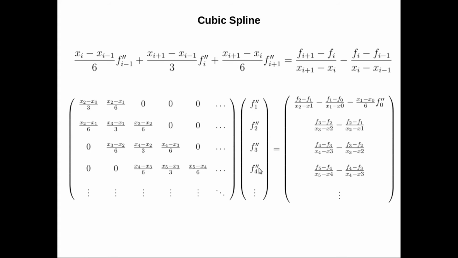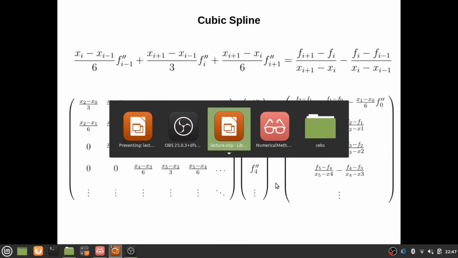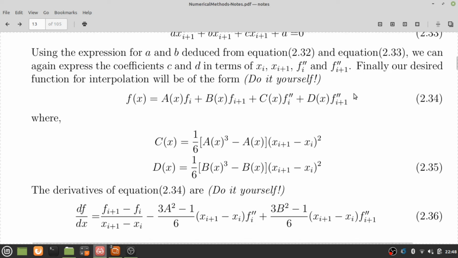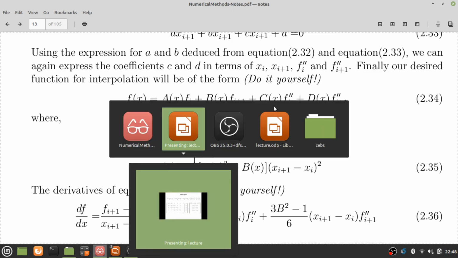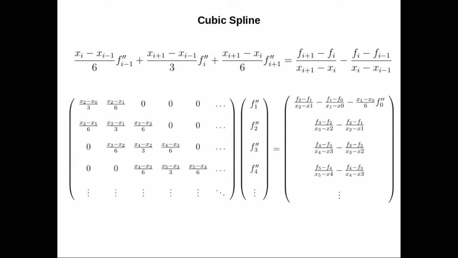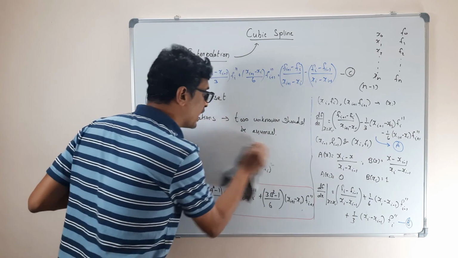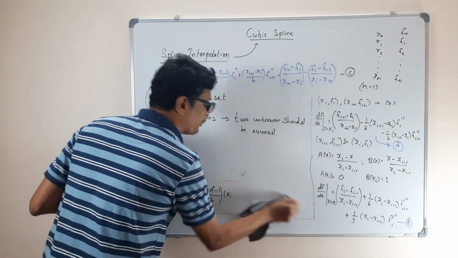And once you know the f double primes, then we can come back to this equation. So once I know the f double primes, then we can estimate the interpolating function between the points i and i plus 1. So this is how the spline interpolation is being implemented, cubic spline. Now the question comes, what should be your f0 double prime and fn double prime?